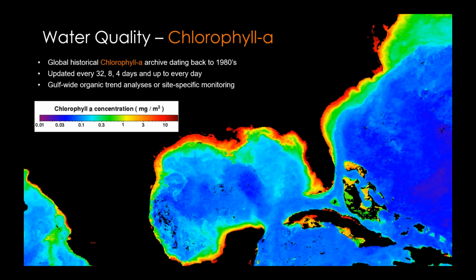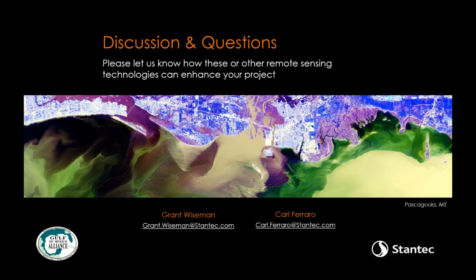And finally, water quality for chlorophyll A. There is a global historical archive dating back to the 80s. It's updated every 32, 8, or 4 days. We could do Gulf-wide trend analysis with this data or site-specific monitoring using this data set.